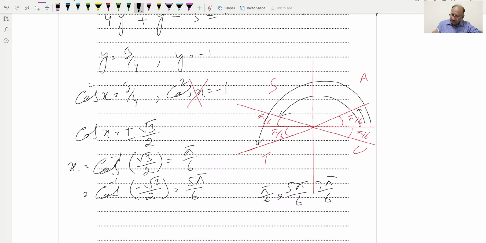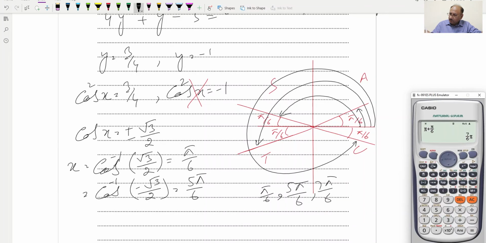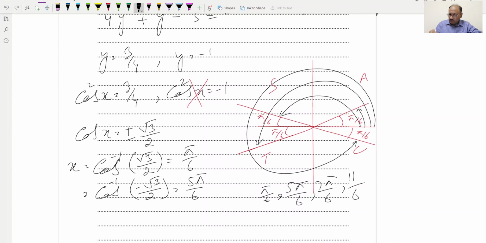7 pi by 6, and the fourth and the last angle will be starting from here till this one, which will be 2 pi minus pi by 6. So we write minus here and 2 here, and this will be equal to 11 by 6 pi. So 11 by 6 pi, these will be the answers, and this is done.